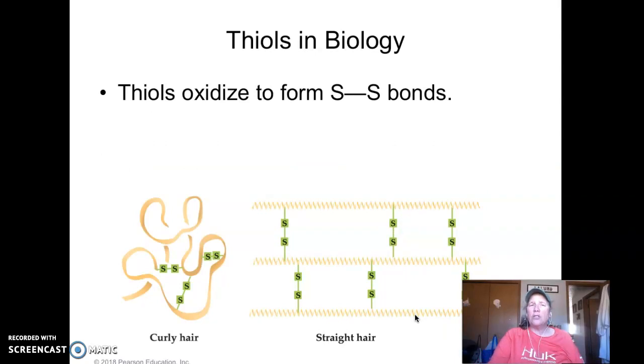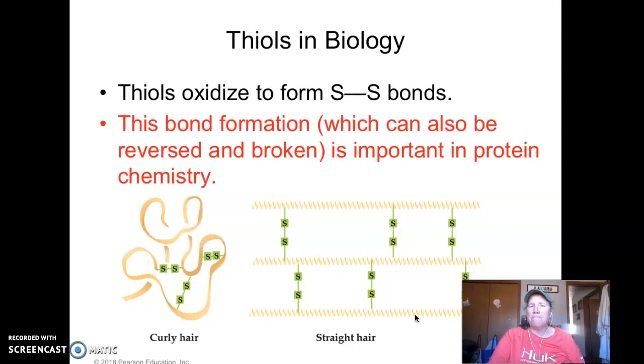Okay, thios in biology. Thios, when you take that sulfur-sulfur bond, you can see here it's used in like permanents.